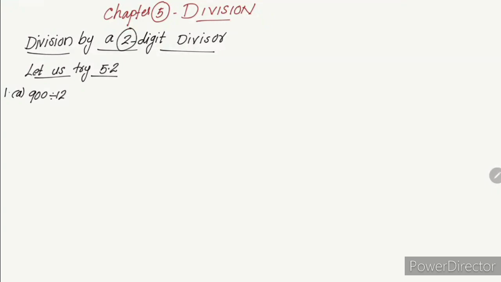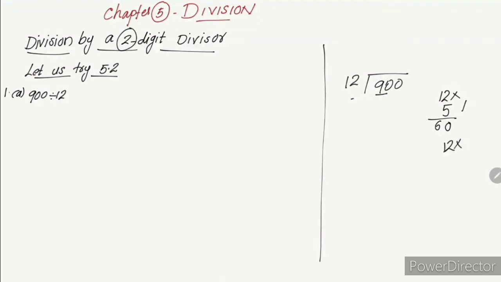Here I give you an example from Try 5.2, that is 900 divided by 12. How can we divide it? The same method we can use here. 900 divided by 12. How can we do this? See here, in 90, how many 12s in 90? 12 into which number can we do? 5. What about 12 into 5? 5 into 2, 10. Then 1 into 5, 60. This is not enough, and we can select another number.